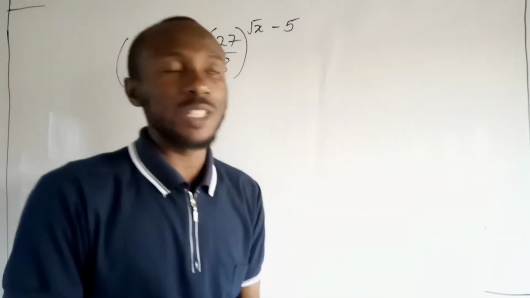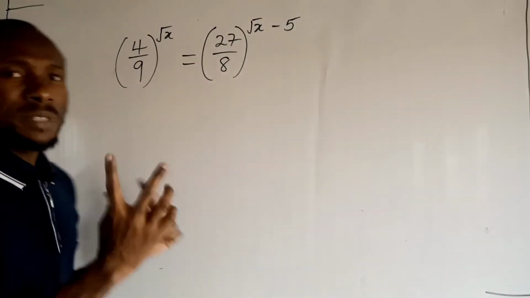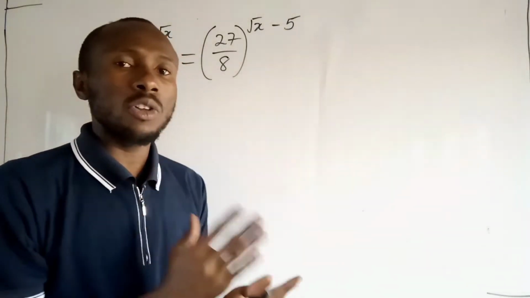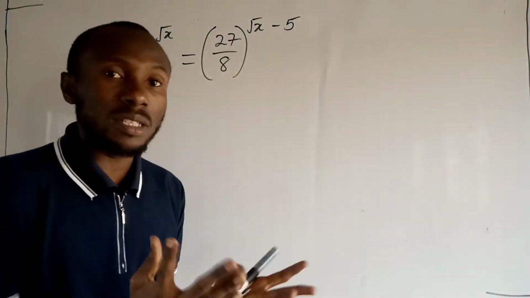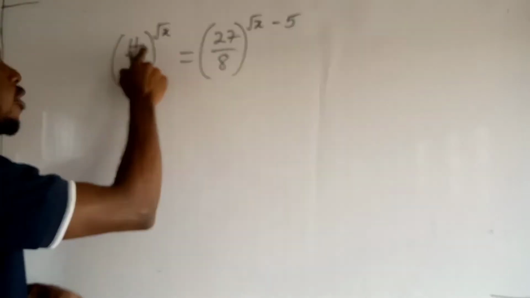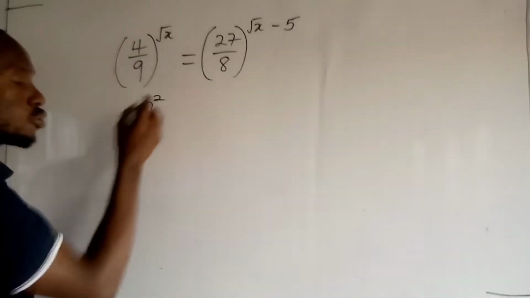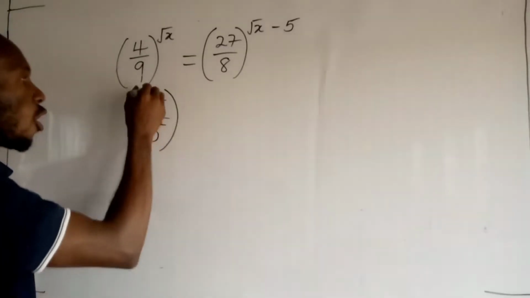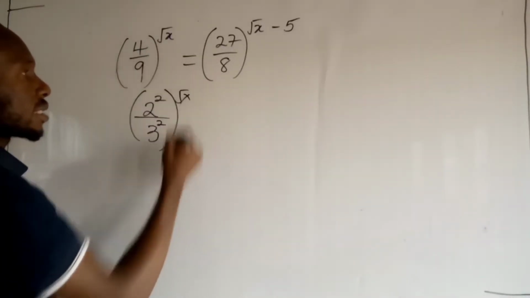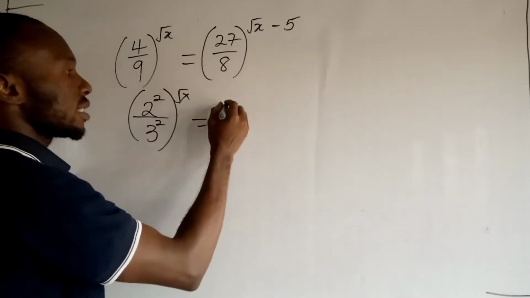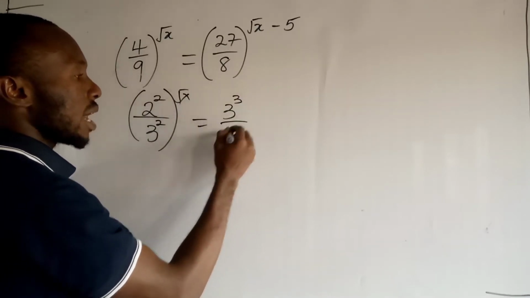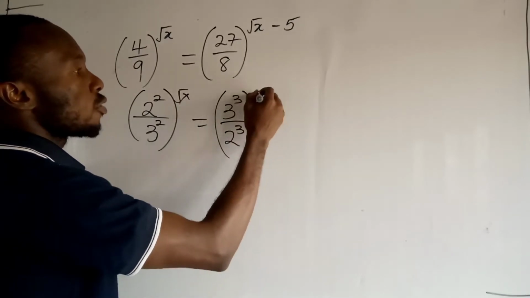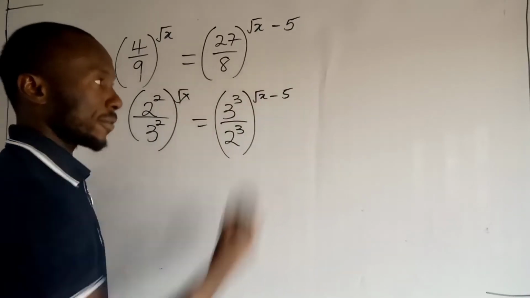So let us dive into the question. Now viewers, observe that these fractions here cannot divide each other, but we can always write these guys in an index form. So what I mean is that 4 can be written as 2 to the power 2, right? Then 9 can be written as 3 to the power 2, then all to the power root x. Then of course 27 is the same as 3 to the power 3, and 2 to the power 3 is same as 8, all to the power root x minus 5.